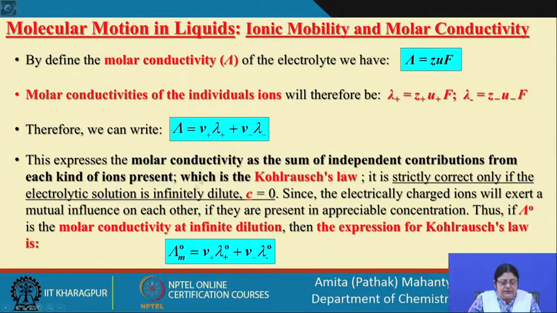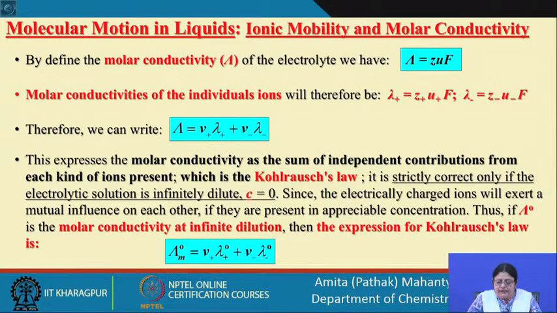So, in this expression, capital lambda is nothing but nu plus into the ionic conductivity of the positive ion, plus nu minus into the ionic conductivity of the negative ion. This expression of molar conductivity is the sum of the individual independent contributions from each kind of ion present in the solution, and this is Kohlrausch's law.